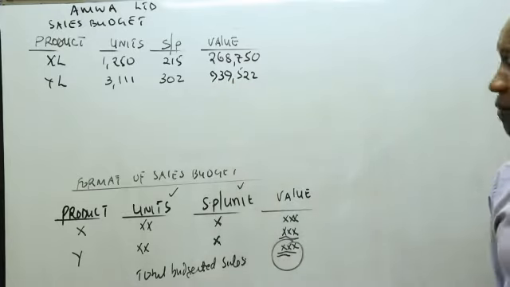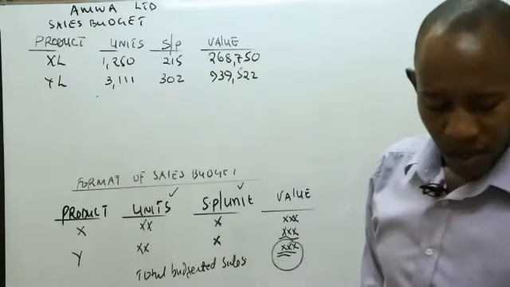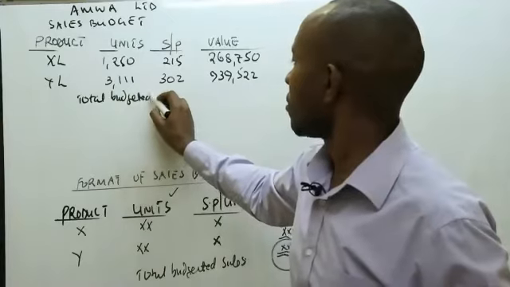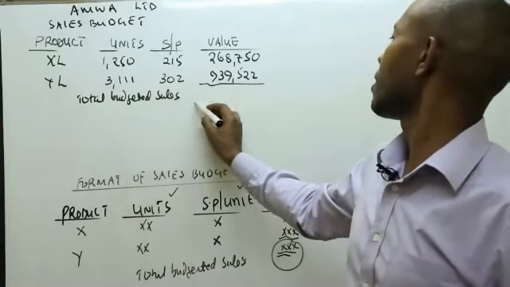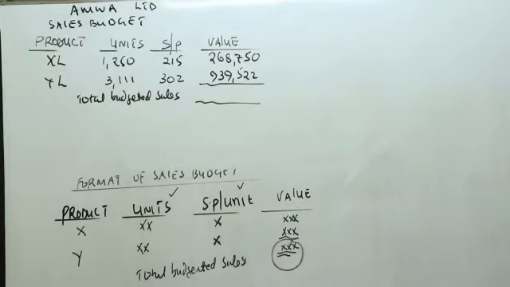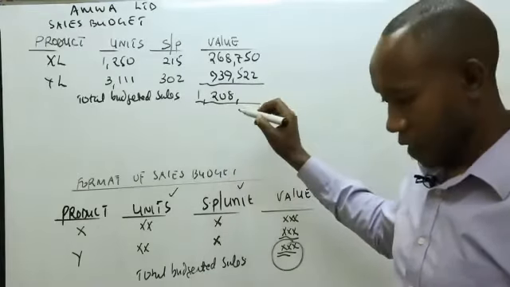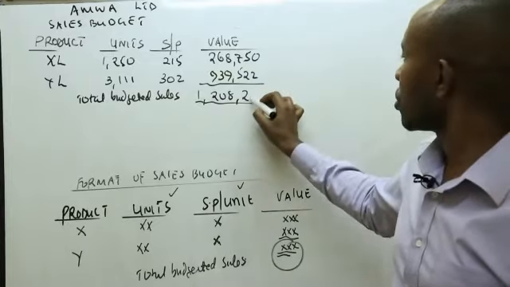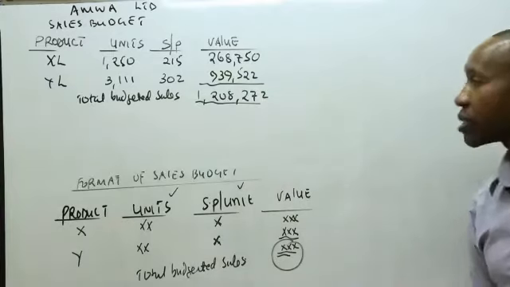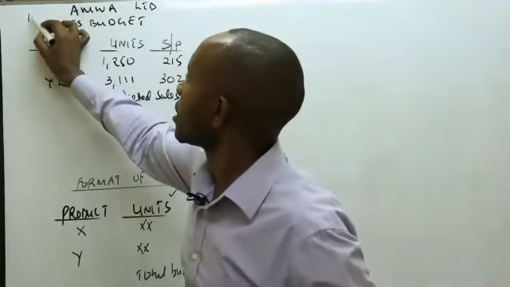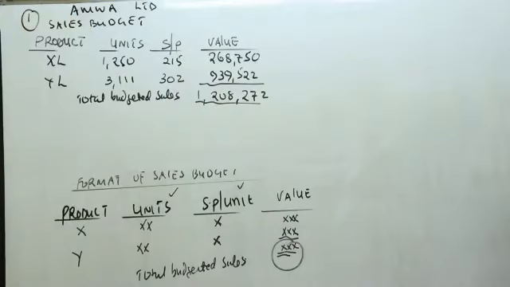Very good. And therefore, what is our total? What is our total budgeted sales? Now, this is in value. Give me the total of those two. What do we get? Very good. Felistas says 208 272. Okay, so that is the sales budget. We call that number one.